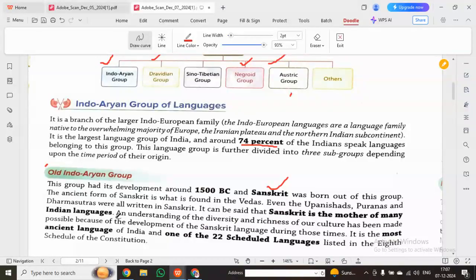Can we say that Sanskrit is the mother of many Indian languages? Yes, true. An understanding of the diversity and richness of our culture has been made possible because of the development of the Sanskrit language. Look, you need a medium to speak. Yes, you need a medium to speak. So that's why language comes into play.